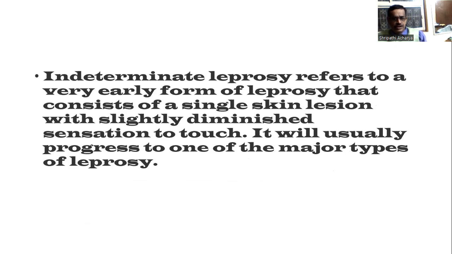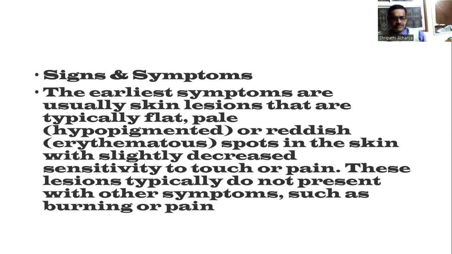Indeterminate leprosy refers to a very early form of leprosy that consists of a single skin lesion with slightly diminished sensation to touch. It will usually progress to one of the major subtypes of leprosy. Signs and symptoms. The earliest symptoms are usually skin lesions that are typically flat, pale, that is hypopigmented, or reddish, erythematous spots in the skin with slightly decreased sensitivity to touch or pain.